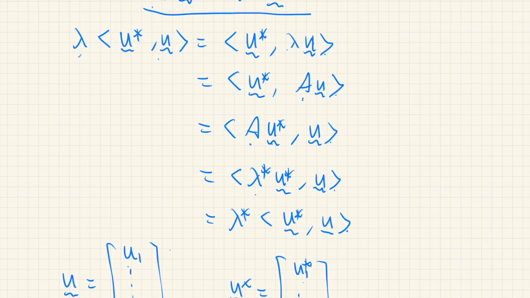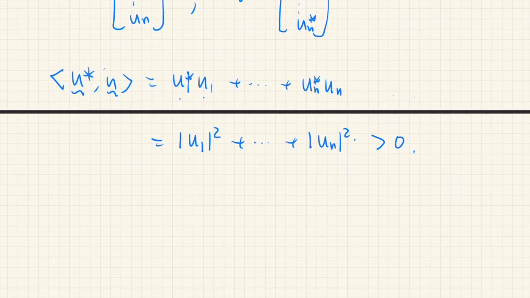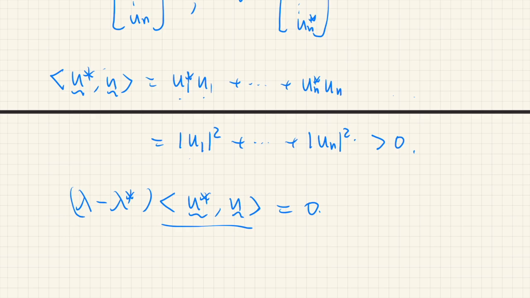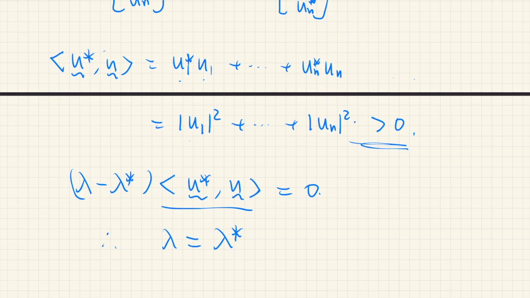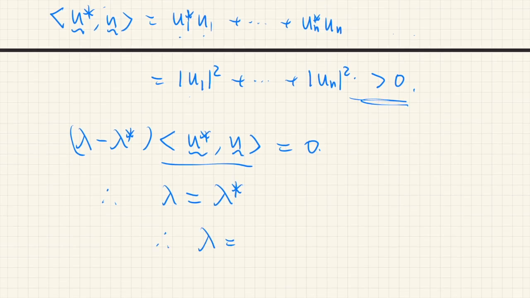Okay, so now let's go back to this equality. From here, we have lambda minus lambda star times the inner product between u star and u is equal to 0. But this inner product is non-zero. Therefore, lambda must be equal to lambda star, which means lambda is real. And we are done.